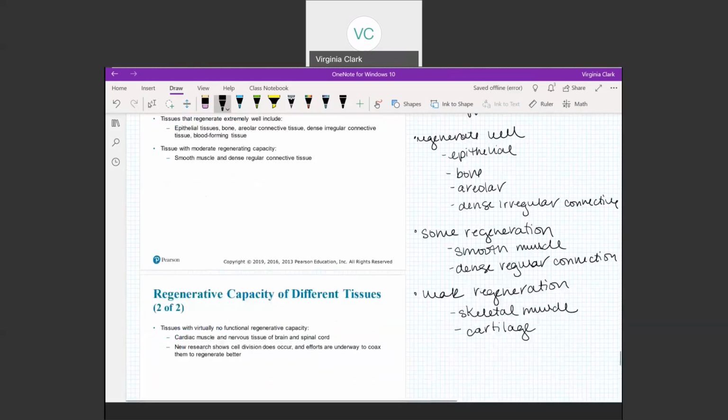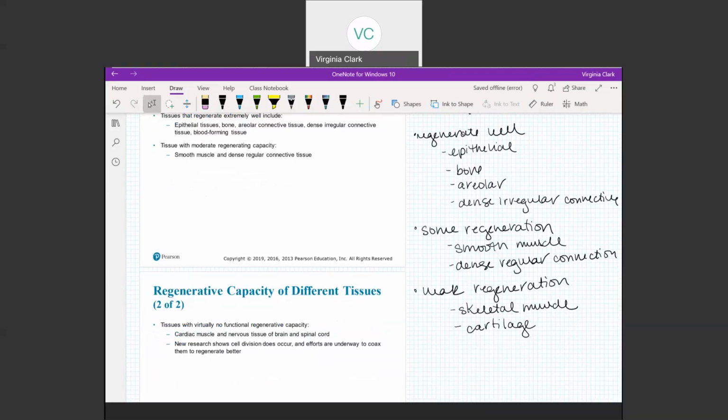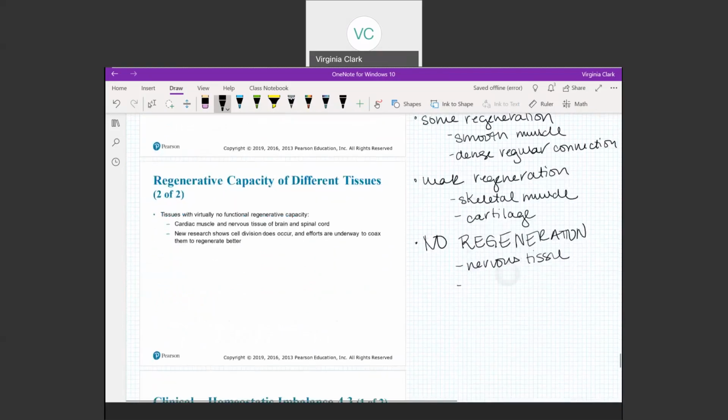And then the other challenging piece is going to be things that have no regeneration. We do have certain types of tissues that do not have the ability to heal themselves. This is going to be our nervous tissue, but not only our nervous tissue, it's also going to be our cardiac muscle. The tissue that's responsible for communication in the body, our nervous tissue that controls everything, does not have the ability to regenerate after damage.